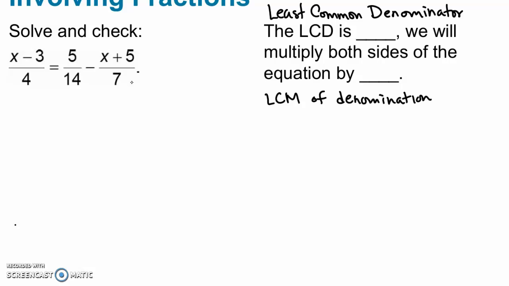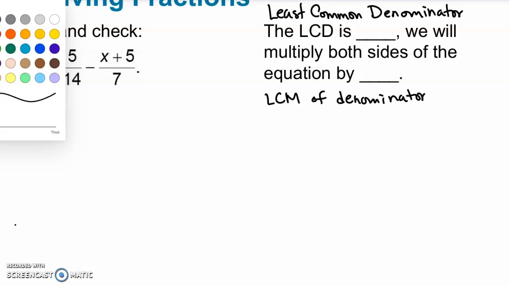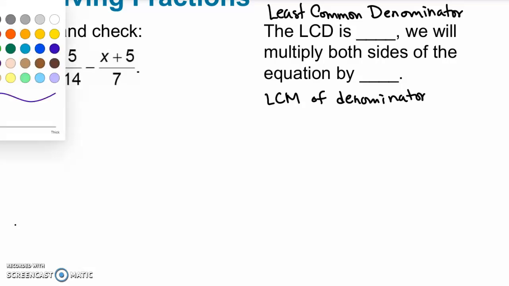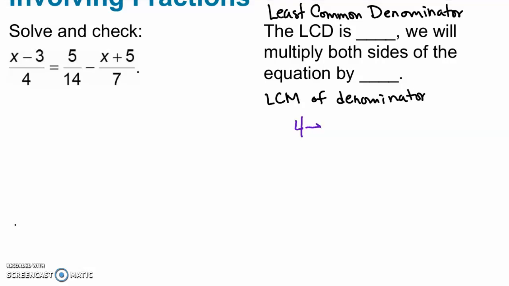And so when I say least common multiple, the word multiple, sorry, spelled that wrong. The least common multiple is going to be multiples of 4, 14, and 7. So one way to do this, and I'll show you another method also, is to take 4, 14, and 7 and write out each of its multiples. So the multiples are like when you're counting by 4s, or 4 times 1, 4 times 2, 4 times 3.